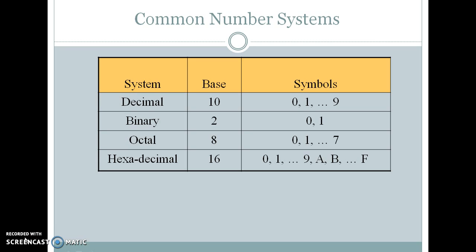hexadecimal number system. The base for the decimal number system is 10, and it includes the numbers 0, 1, 2, 3, 4, 5, 6, 7, 8 and 9. The base for the binary number system is 2, and it includes 0 and 1. The base for the octal number system is 8. It includes 0, 1, 2, 3, 4, 5, 6, 7. For the hexadecimal number system, the base is 16 and it includes 0, 1 to 9, and after 9 it has the alphabetical letters A, B, C, D, E, F.